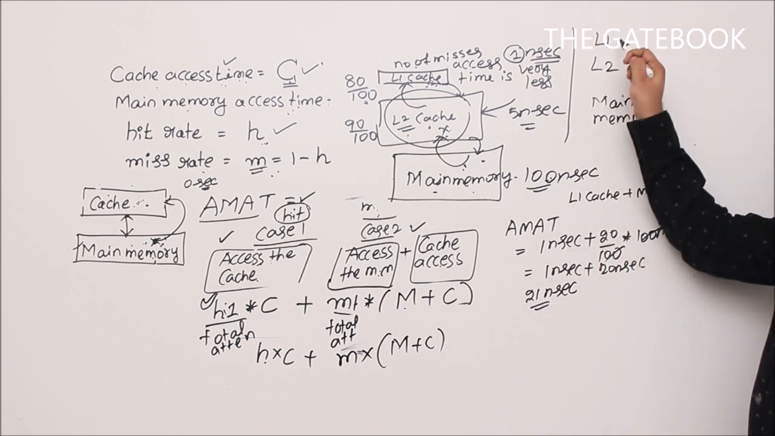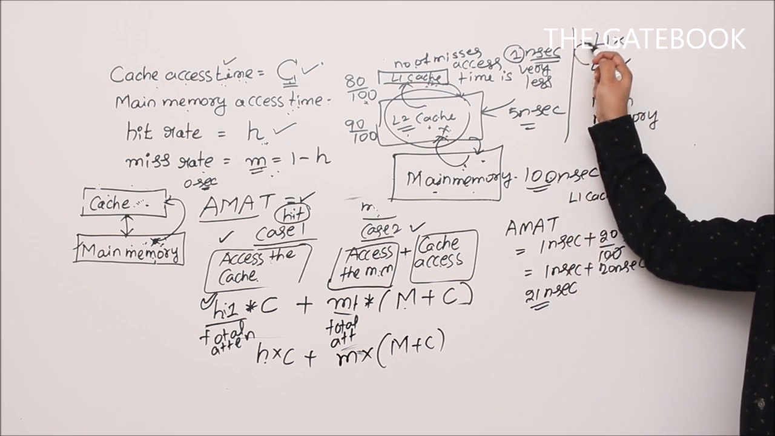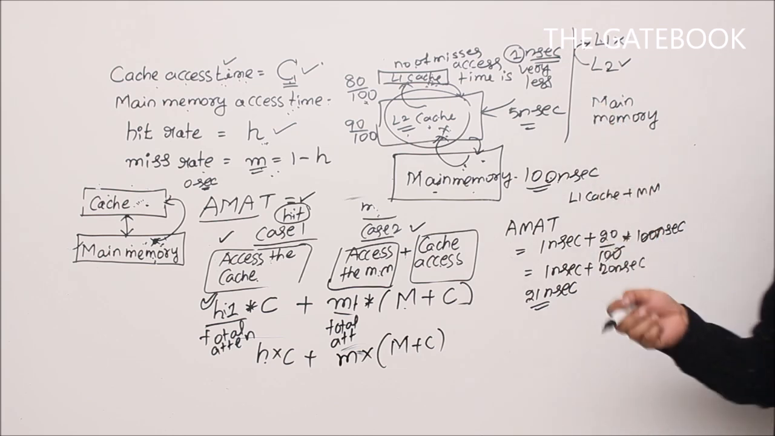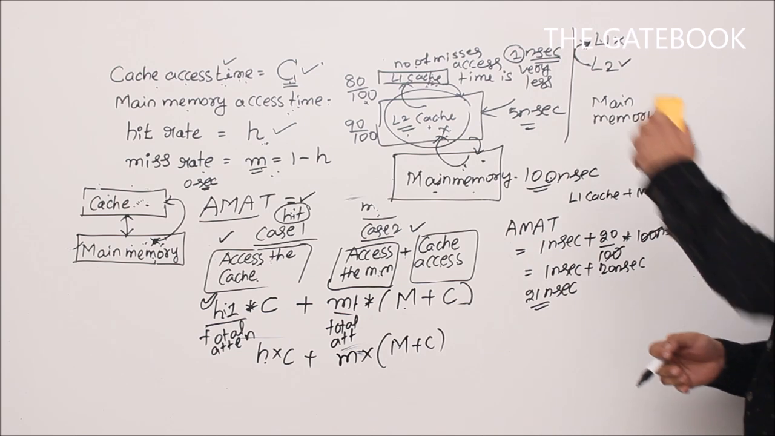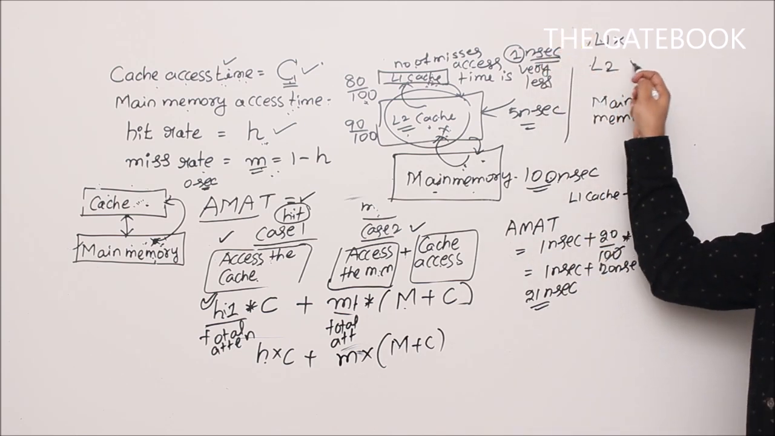Case number 2: you don't get it in L1, but you get it in L2. Then simply transfer it to L1, like main memory to cache 1. How did you do that? In the same way, transfer it to here and access it. Sir, third case: what if I don't get it in L1, then I came to L2, and what if I don't get it in L2?